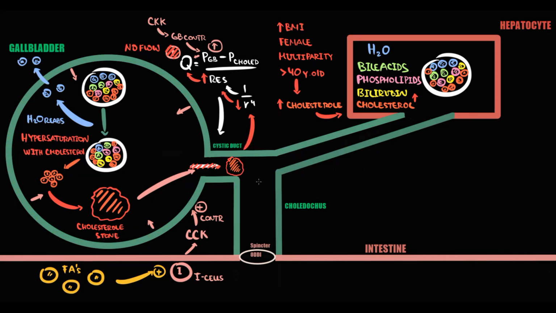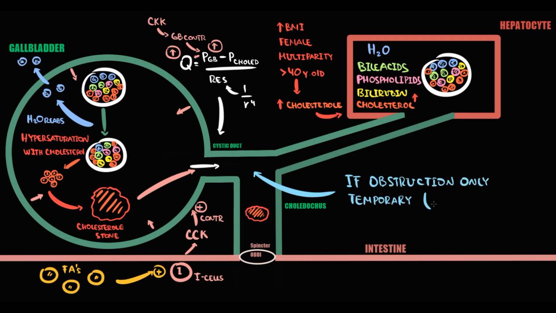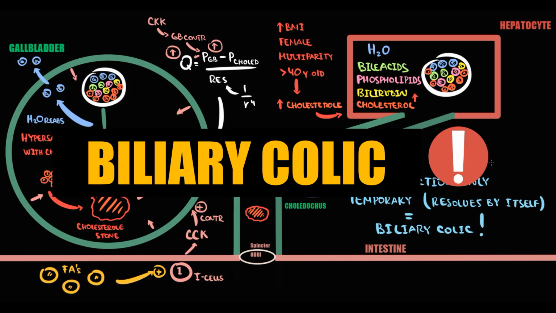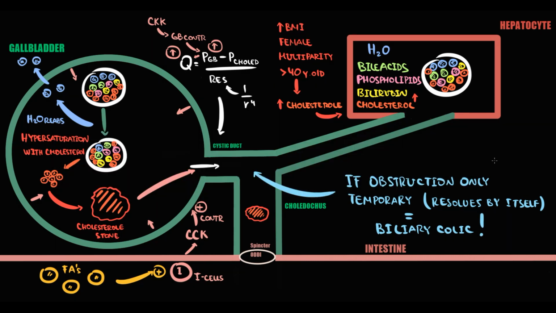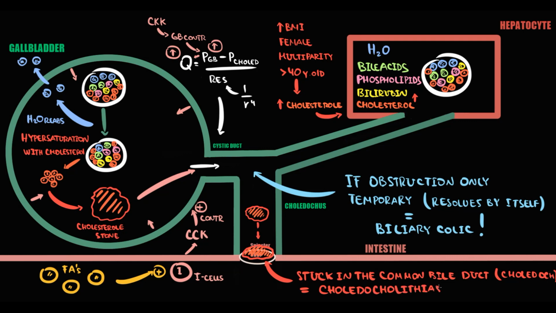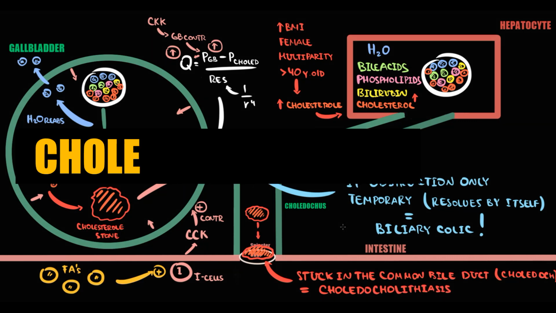The second possibility is that this stone will finally squeeze through the cystic duct into the choledocus, and such temporary obstruction that resolves by itself after 20 to 30 minutes we call biliary colic. Once the stone passes the cystic duct, the same stone can cause obstruction of the common bile duct. Usually, such obstruction occurs in the region of the sphincter of Oddi because it's the most narrow location. And if a stone causes obstruction of the common bile duct, we call this condition choledocholithiasis.